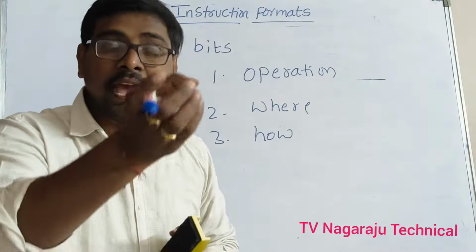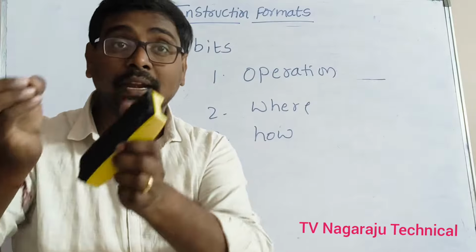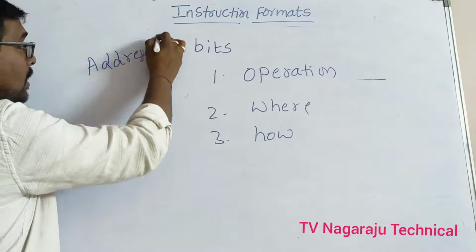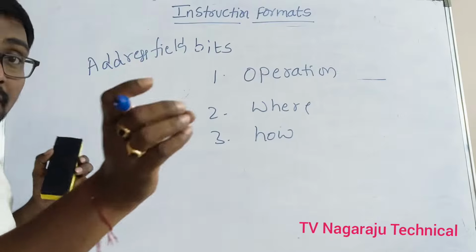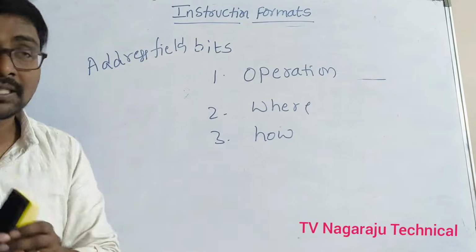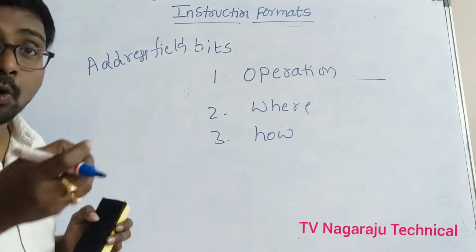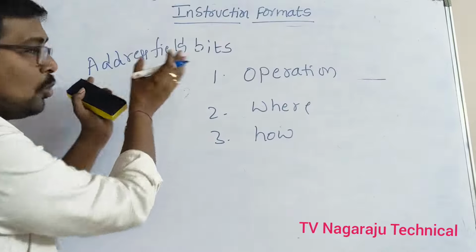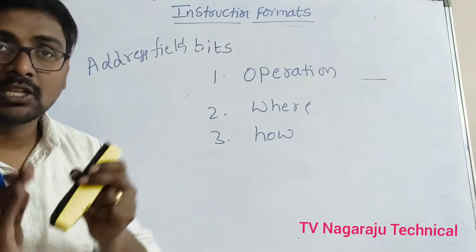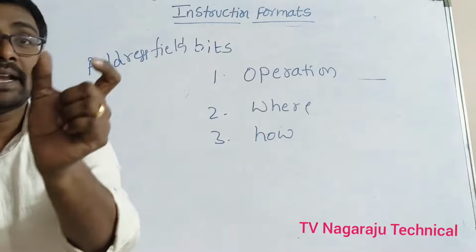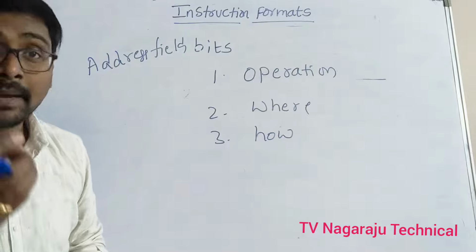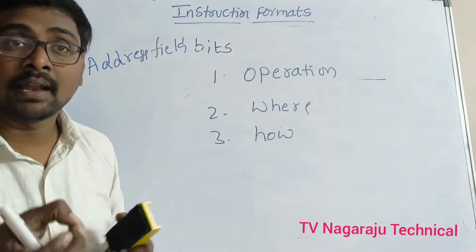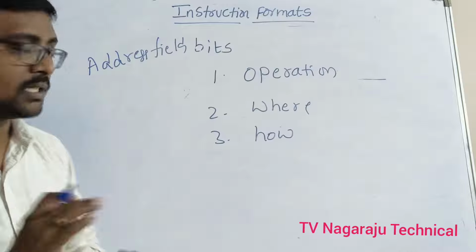Now, instruction formats of different lengths may contain different address fields. So different length instructions have different address fields. The address fields denote the internal organization of the computer. If you have two address fields, one type of organization is preferred; with three address fields, another type is preferred. That means the number of address fields specifies the type of internal organization that we are going to use.